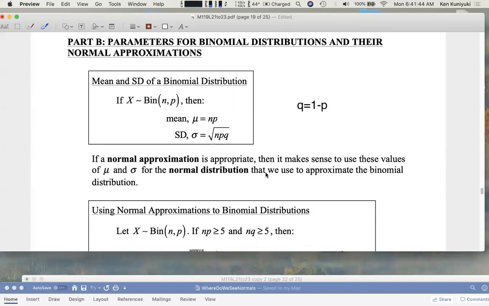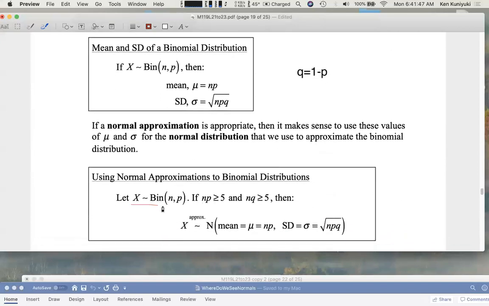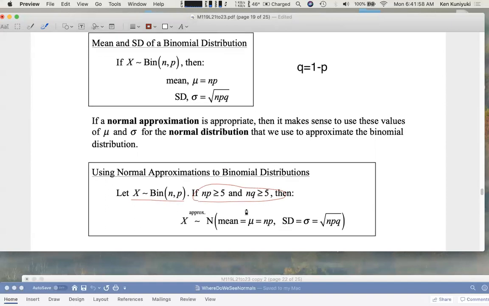Now, it makes sense that if we want to approximate this binomial distribution, then if these conditions apply, if np and nq are at least 5, as we said before, then we're going to say that X can be approximated by a normal distribution with these parameters, the same parameters as for the binomial distribution that it's approximating. We're going to use a normal approximation where the mean mu is np, same as for the binomial, and the standard dev sigma is root npq, same as for the binomial.